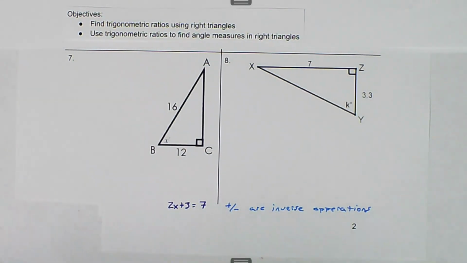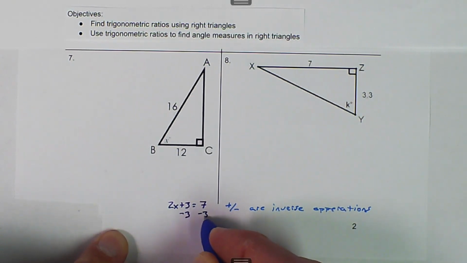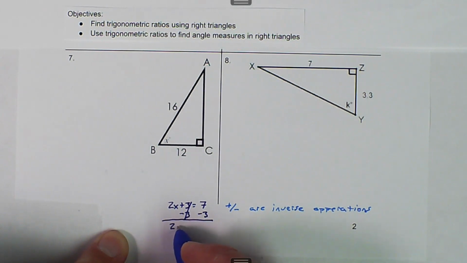The way that we undo addition is we subtract 3 from both sides of the equation. The 3 cancels on this side, and we take away 3 on this side, so we have 2x is equal to 4.